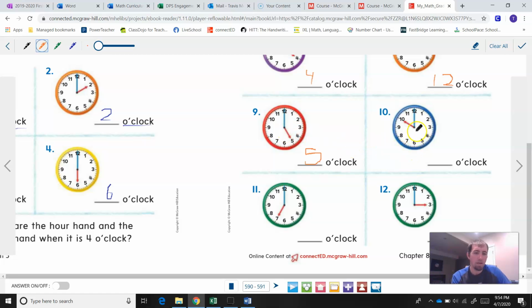Number 10, I look here, my hour hand, short hand, is pointing to the 10. My minute hand is pointing to the 12, so it is 10 o'clock. Very nice. Number 11, it is my hour hand, again, pointing to my 7. My minute hand is pointing to my 12, so it's o'clock, I know that. So it is 7 o'clock. My last clock on here, my short hour hand is pointing to the 3. My minute hand is pointing to the 12, so I know it is 3 o'clock.